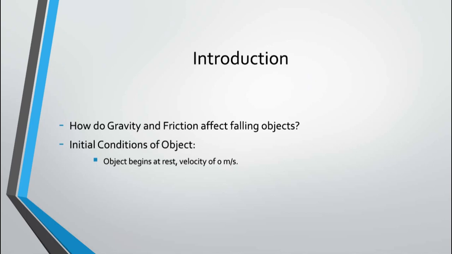The purpose of the lab is to identify how gravity and friction affect falling objects, and the initial conditions of the object are that it begins at rest with a velocity of 0 meters per second.